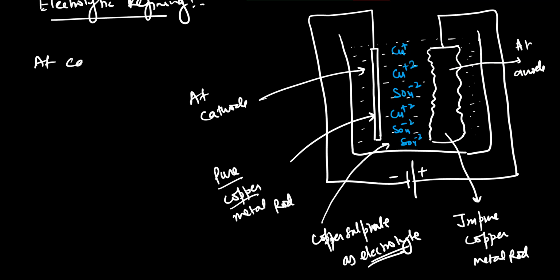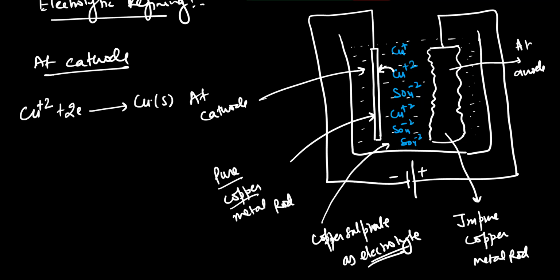At the cathode, what would happen? Cathode is electron donating in nature. So this Cu2+ ion will move toward the negatively charged rod. It will get 2 electrons here. The Cu2+, when it gets 2 electrons, will be converted into solid copper, and this will get deposited here.